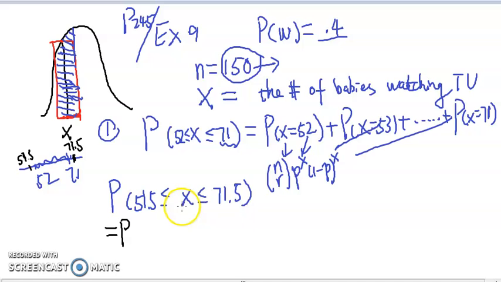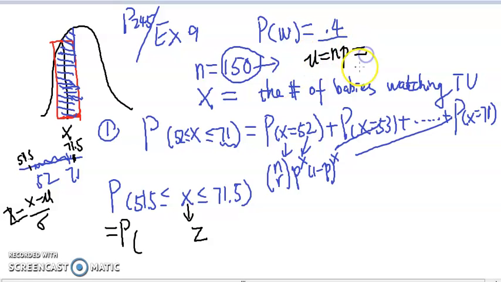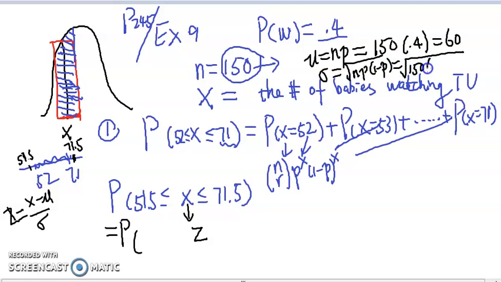So we first convert x to z by using the formula. We know the formula for converting x to z is x minus mu divided by sigma. But before we do that, we have to find out what mu and sigma are. We had a formula before for the binomial distribution. Mu is equal to n times p. In this case, n is 150 times p, which is 0.4. That gives us 60. And sigma is the square root of n times p times 1 minus p, which gives us the square root of 150 times 0.4 times 0.6. You can use the calculator and we'll get 6.